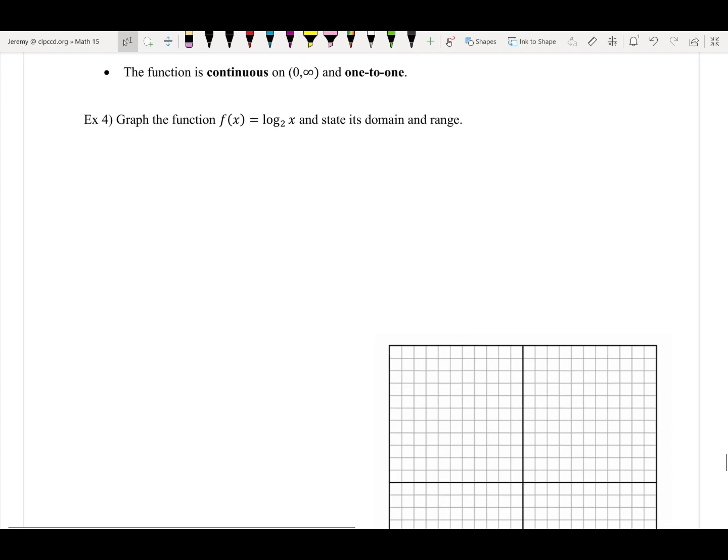So let's actually graph one of these. Example 4, we want to graph the function f of x equals log base 2 of x and state its domain and range. So we can make a table of values, plug in some input values. And you know what? I'm actually going to do one of these, I call it an H table rather than a T table. This is an H table. So we'll have some input values x, some output values f of x, and in the middle we're just looking at log base 2 of x, giving myself a little space to work things out here.